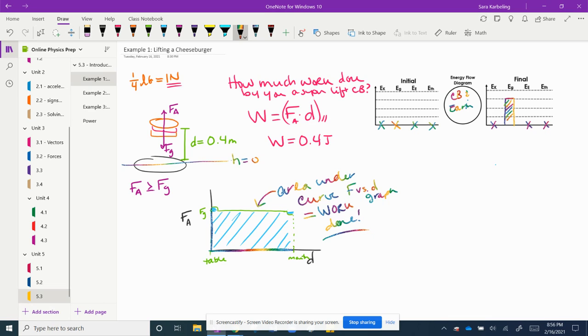Now, if you would have looked at this when you were doing the 5.2 stuff, you'd be like, that doesn't make any sense. You've got no bars at the beginning, you've got 3 at the end. What's up with that? Here's the deal. This is not a closed system anymore, is it? No, it isn't. We have an outside force, this hand lifting up on this cheeseburger.